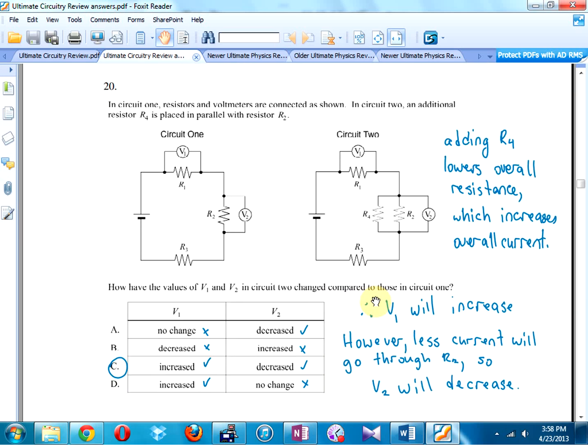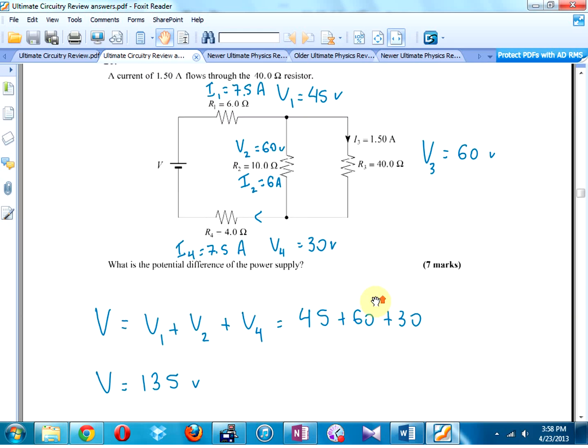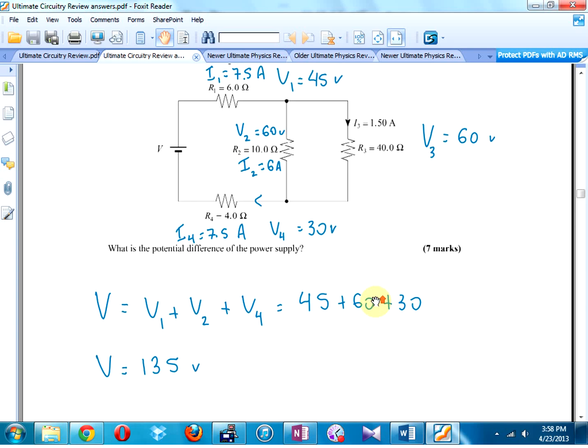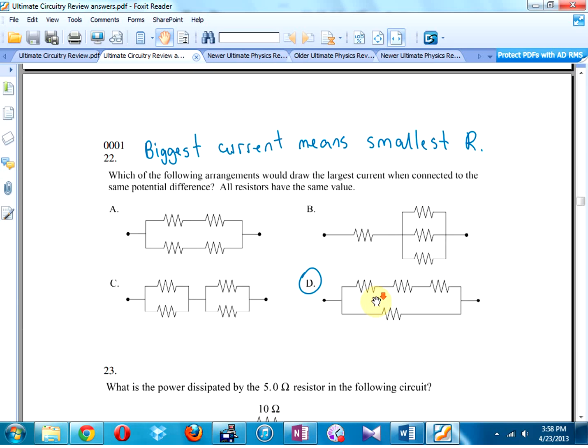I think 20 was a fairly nasty one. I ended up solving it without walking through everything. I think I did a process of elimination. Going from memory here. Sure, 21.